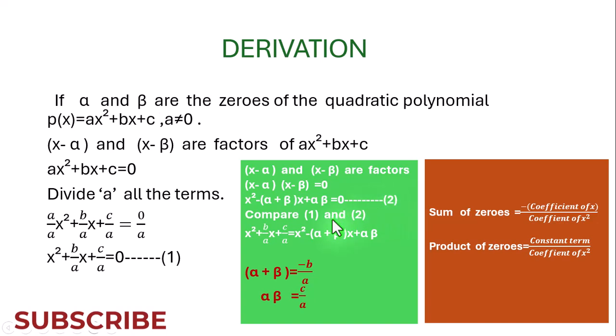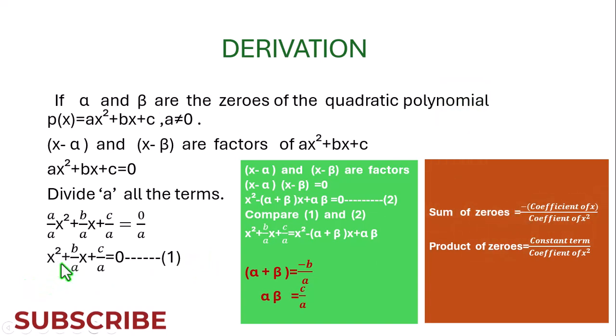Equation 2. Compare equation 1 and 2. The right hand side is 0, so the left hand sides are equal. X square plus b upon a x plus c upon a is equal to x square minus alpha plus beta x plus alpha beta. X square cancels. Then alpha plus beta is equal to minus b upon a, and alpha into beta is equal to c upon a. Alpha and beta are zeros of the quadratic polynomial. Then sum of zeros is equal to minus b upon a.